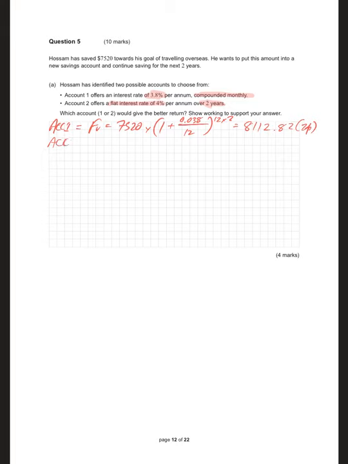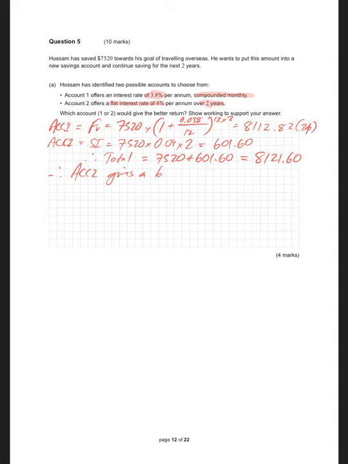Account 2 is a flat rate, so it's simple interest. So SI is equal to PRT: 75.20 times by the rate of 0.04 times by 2. $601.60, therefore total equals 75.20 plus 601.60, $8121.60. So you can answer it like that. Therefore, account 2 gives a better return.